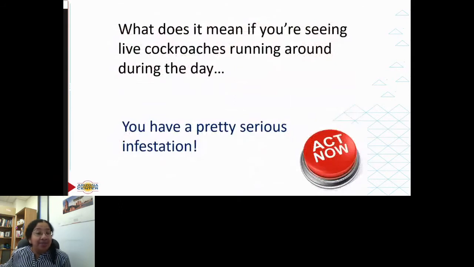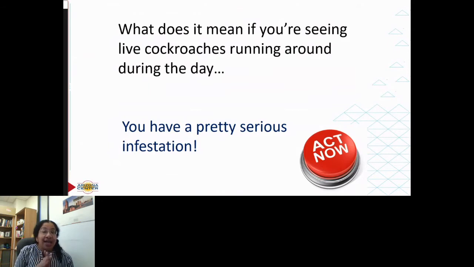And what does it mean if you're seeing live cockroaches running around during the day? So cockroach behavior, typically German, especially for German cockroaches, they like to hide during the day, right? And that's where they'll stay the entire day till it gets quiet and dark.